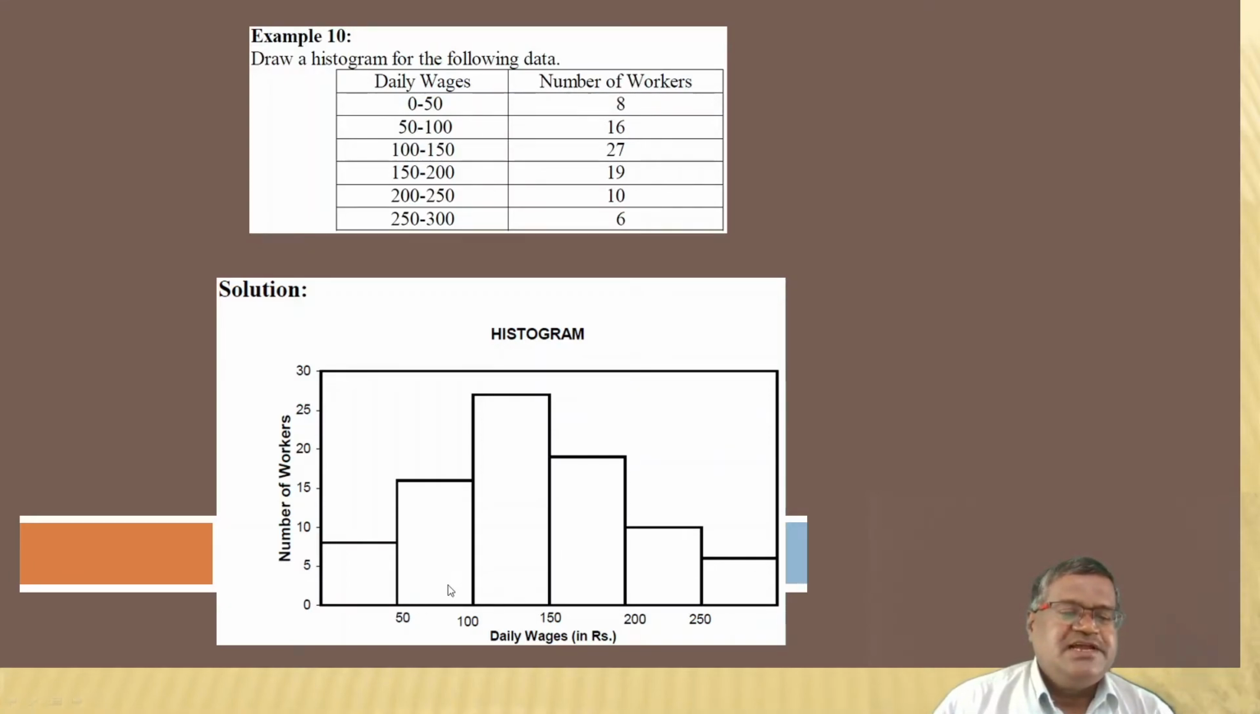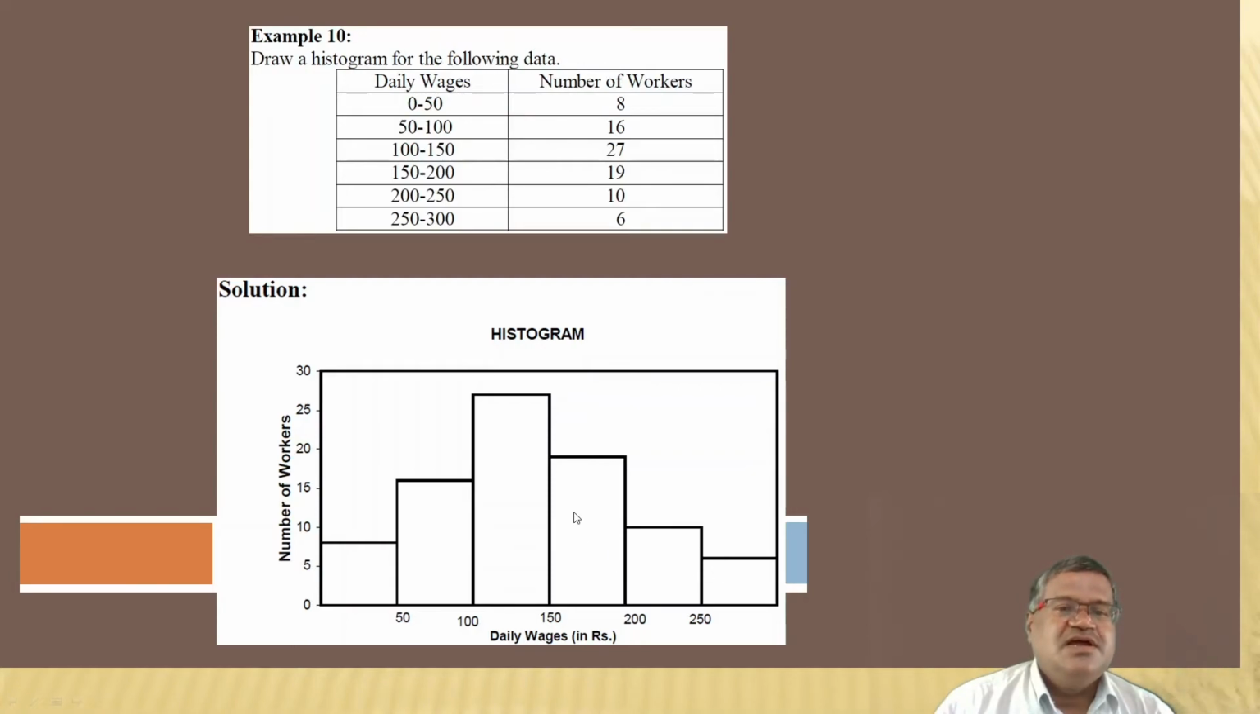This is the histogram for the data. Here we need to take wages or class interval on the x-axis and corresponding frequencies on the y-axis. 0 to 50 we have 8 workers. 50 to 100 we have 16 workers. This is the first bar and this is the next bar, like this. This is like a staircase.